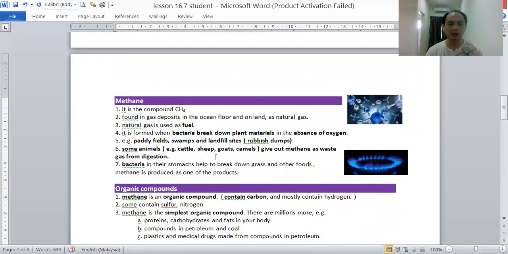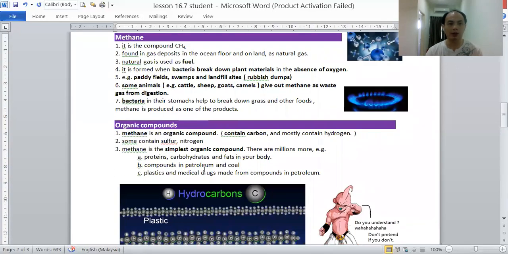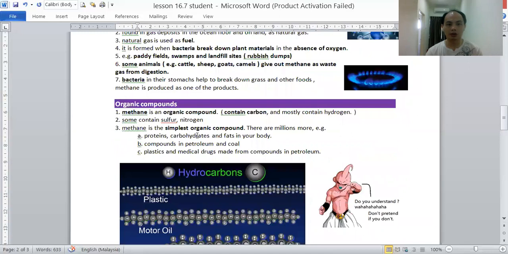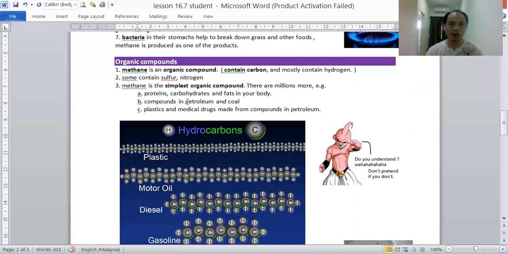Lastly, what are the things which contain carbon? Of course, organic compounds. As we discussed in the past, organic means compounds that contain carbon. The simplest hydrocarbon is methane, CH4. Some organic compounds contain sulfur, nitrogen, hydrogen. There are millions more organic carbon compounds. For example, protein also contains carbon, CHON. Carbohydrate, CHO. Fat, CHO. Then compounds in petroleum and coal also contain a lot of carbon and hydrogen.